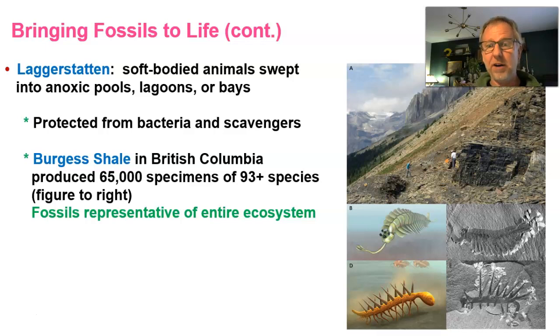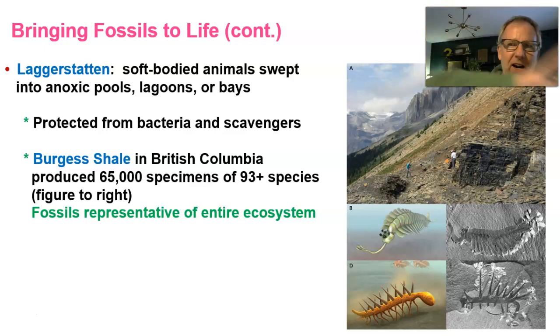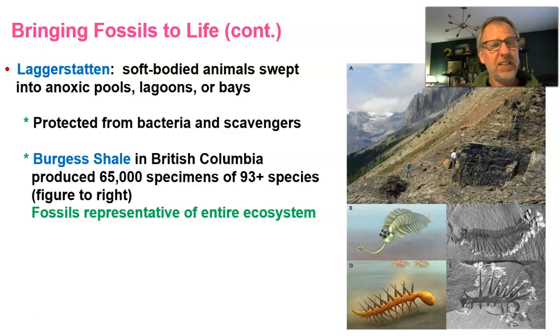And it's a Lagerstätten because there is such a rich assemblage of fossilized animals that apparently they got buried underwater, under the ocean, when hillsides broke off underwater and tumbled down, taking the organisms down and completely burying them. Everything was preserved. So 65,000 specimens have been collected and described of more than 93 species, and it helps us to develop a picture of an entire ecosystem. That's a Lagerstätten.